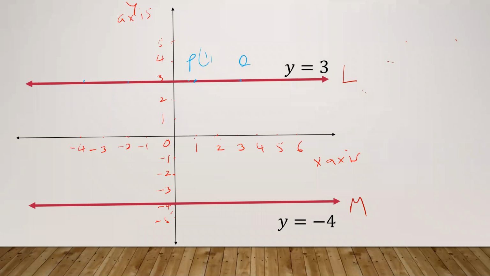Y coordinate, you will see here, it meets at 3, so y coordinate is 3. So what are the coordinates of P? 1 and 3. What is the coordinates of Q? It is meeting x axis at 3, so x coordinate is 3, y coordinate is also 3.